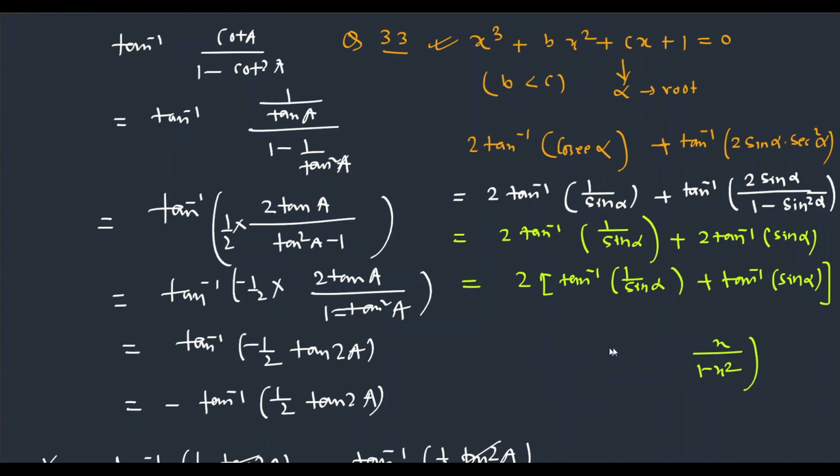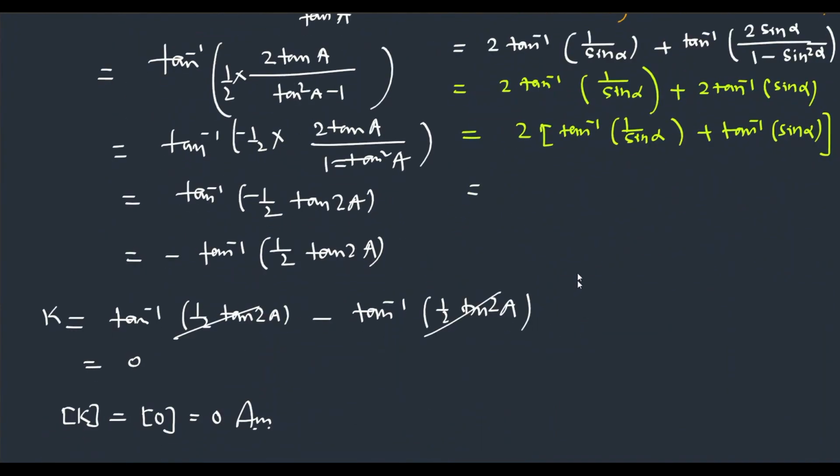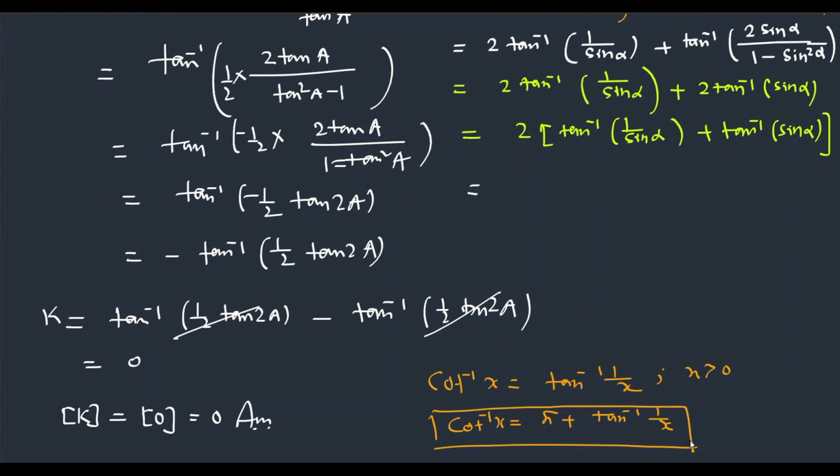Yes, sir. Now the addition part is coming here. How to add? Suppose you know that if you want to change cot inverse x, you can write it as tan inverse 1 by x if x is positive, but if x is negative, it will be pi plus tan inverse 1 by x. This is the formula that we know. So how can we confirm whether our sin alpha is positive or negative?